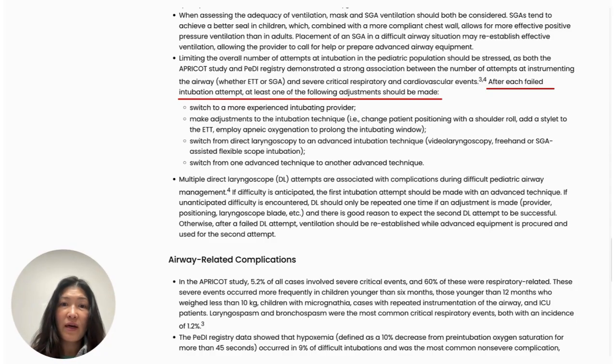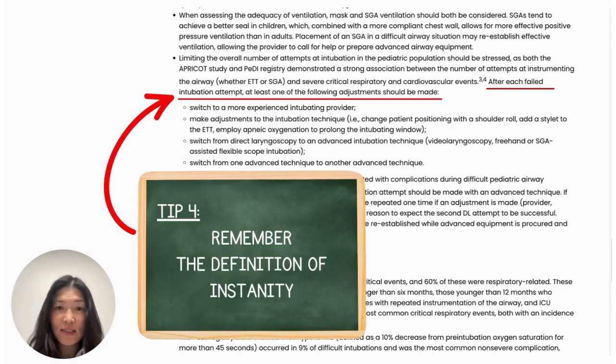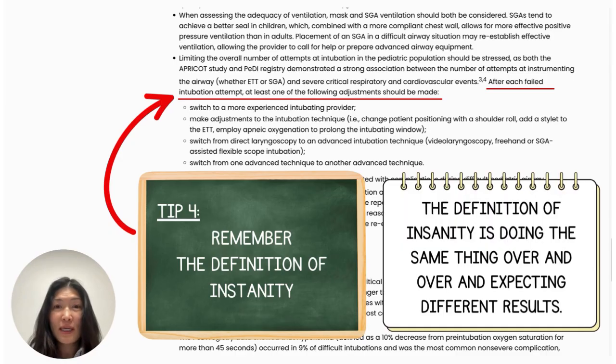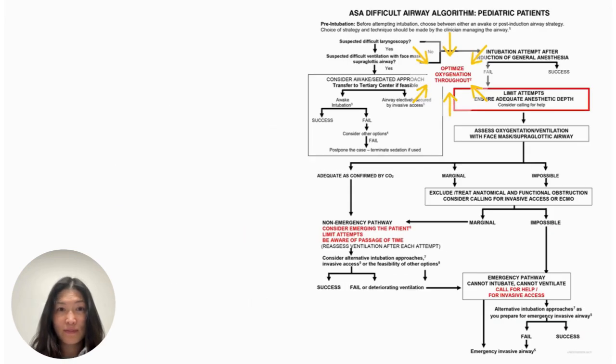After each failed intubation attempt, make sure you are making at least one of the following adjustments here. Which brings us to tip 4. Remember the definition of insanity, which is doing the same thing over and over again and expecting different results.